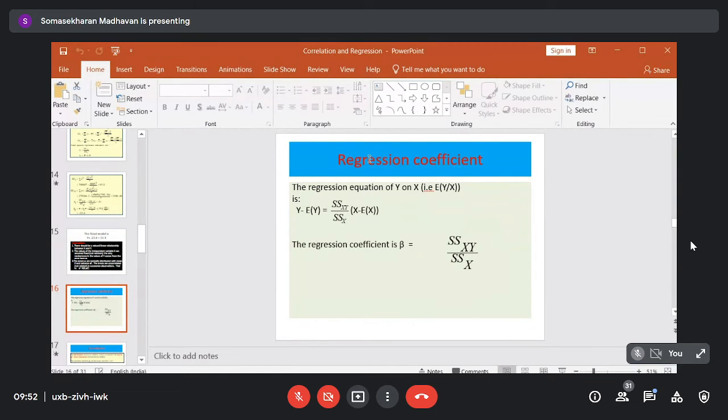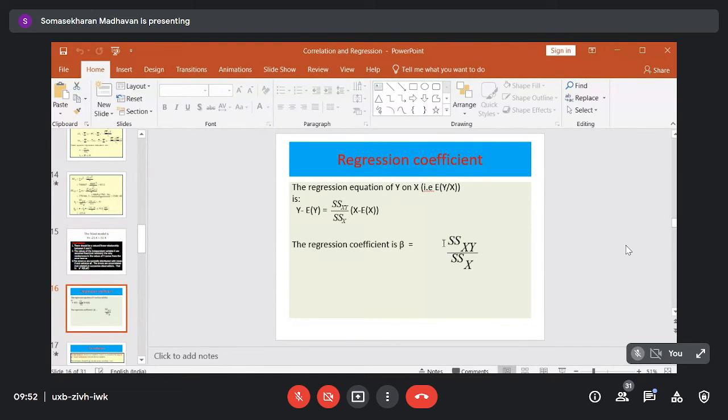Once you have the regression coefficients, you can write the regression equation. There are two regression equations, y on x and x on y, depending on the type of relationship. If y is the dependent variable, you can write it as the expected value of y given x. And if the dependent variable is x, you can write the expected value of x given y. The regression equation of y on x is y minus expected value of y equals covariance of x and y divided by variance of x, into x minus expected value of x. And the regression coefficient beta is the covariance divided by the variance.